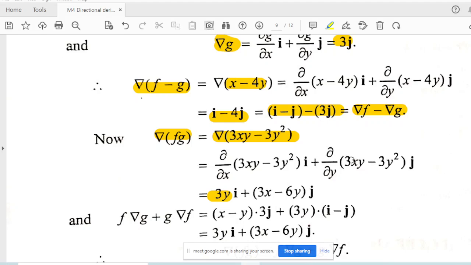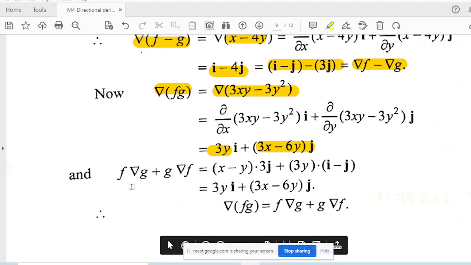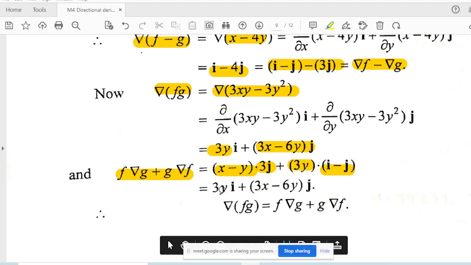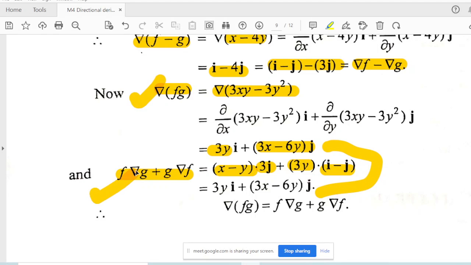Here you will be getting 3x, right? 3x minus 6y. So you get 3x minus 6y j cap. Now we will find the right side, f into del g plus g into del f. So f into del g means 3j, and g into del f means i minus j. Multiply these, and then write the coefficients of i and j together, and we get this. So these both are equal, right? These two values are equal. So we can see that this is equal to this.